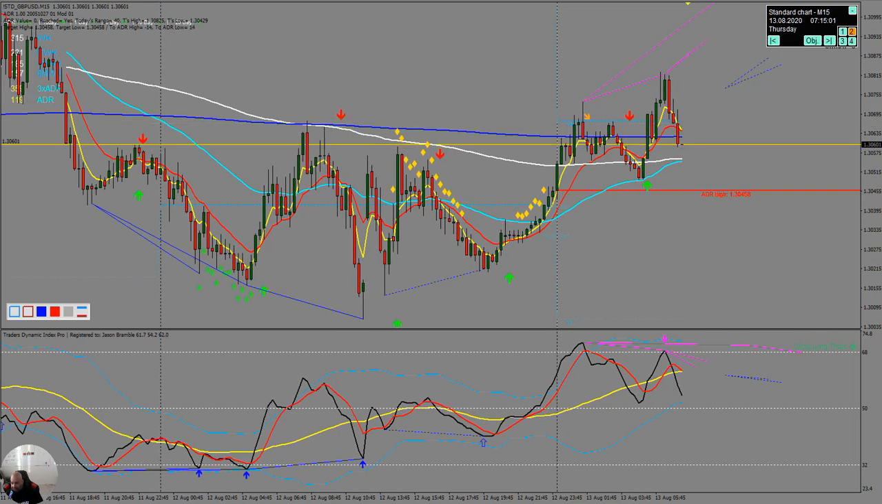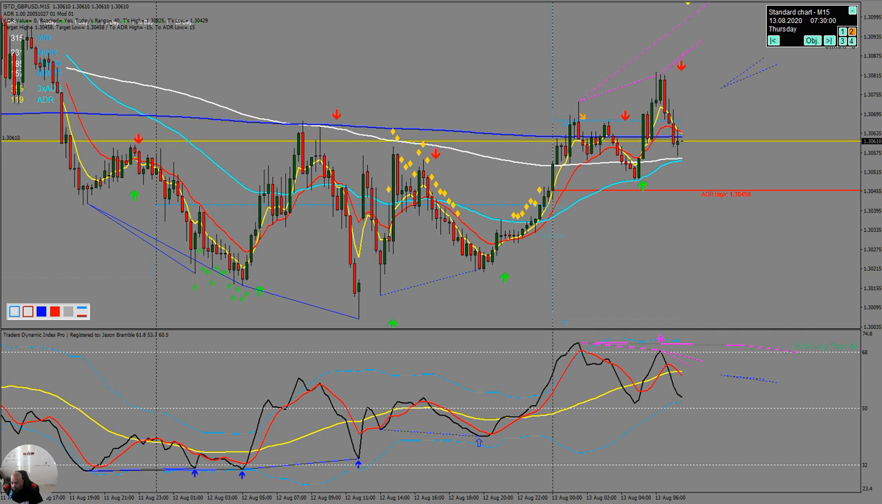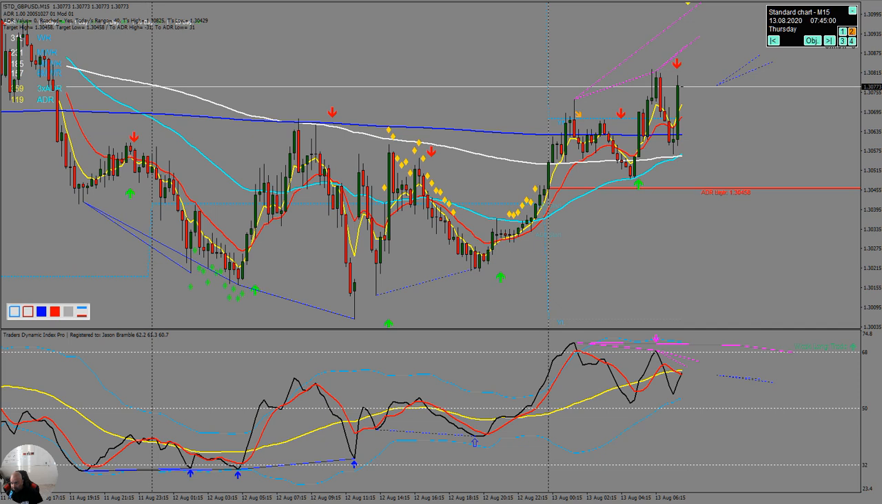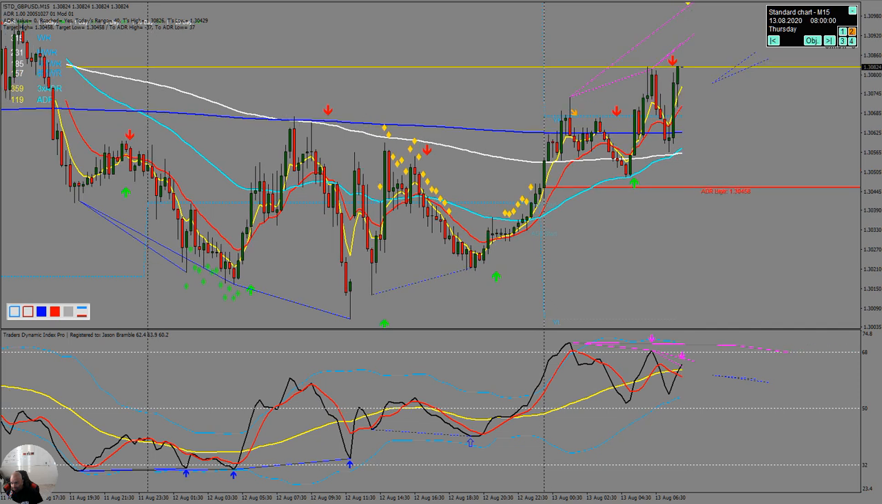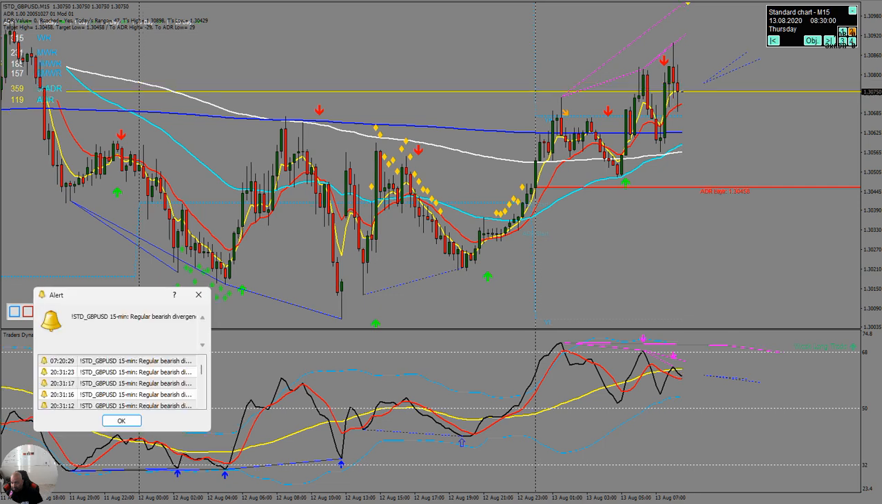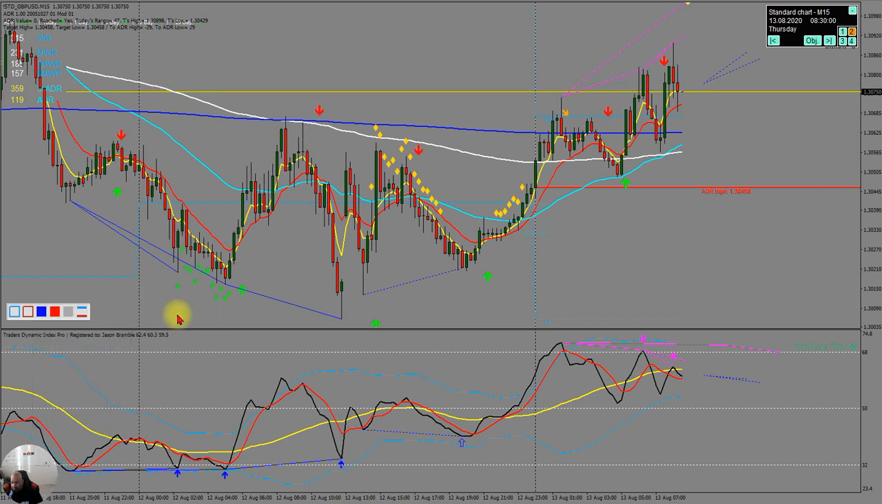It's not London session yet. Just keep following along with the TDI. We're not ready to take the trade yet because it's not London session yet. Price is trending to the upside. I'm trying to nail that high, and it's not ready yet. It's getting ready, but not yet.